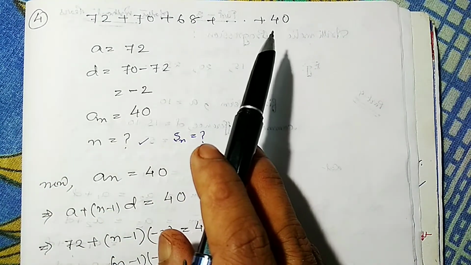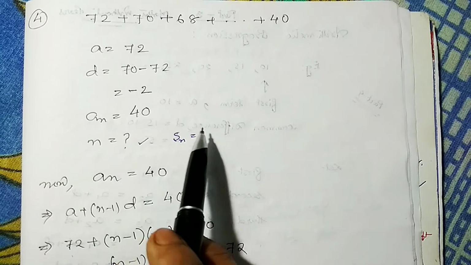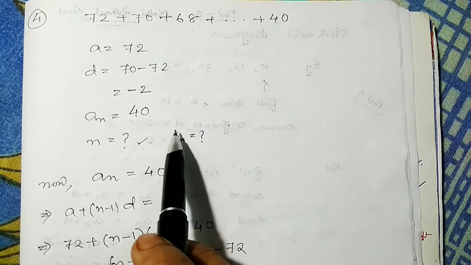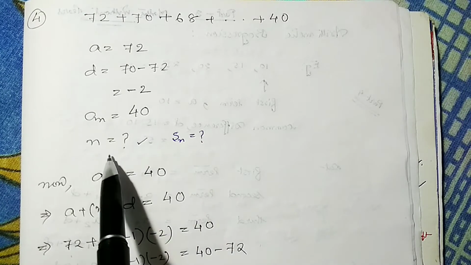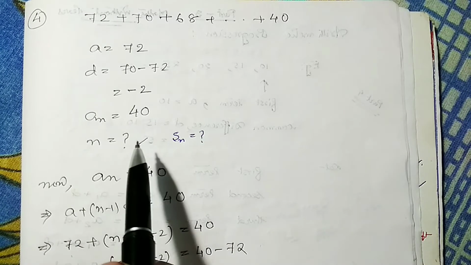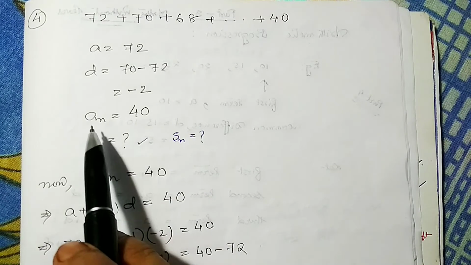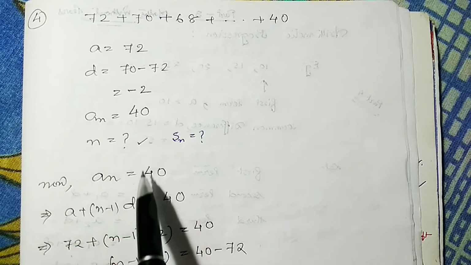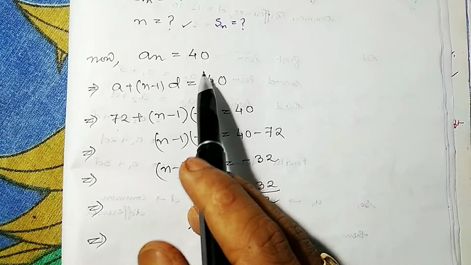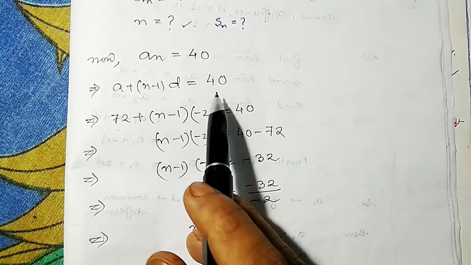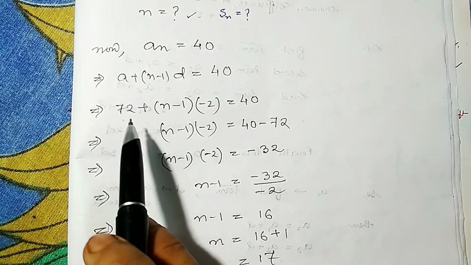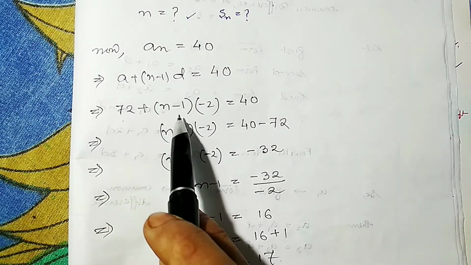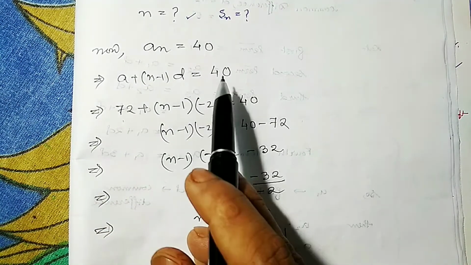and the last term, or the nth term, is 40. We have to find the sum of n terms, but the sum of n terms cannot be calculated without knowing the number of terms. So first of all we will calculate n, and then we will calculate Sn. Since the last term, or nth term, is given as 40, we can write an equals 40, a plus n minus 1 into d is 40. A is 72 in the question and d is minus 2. So we write 72 plus n minus 1 into minus 2 equals 40.